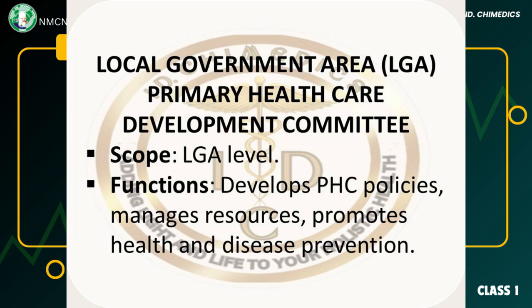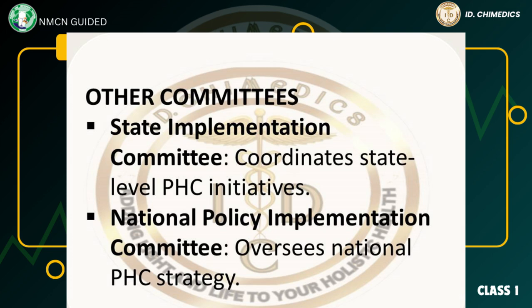I will run down the other committees without wasting time. After the local government committee, we have the State Implementation Committee. This committee is in charge of coordinating the primary healthcare initiative at the state level. They ensure everything is aligned with national policies. We also have the National Policy Implementation Committee. This helps to oversee the national PHC strategy, and they ensure the policies are in alignment and obeyed, and also ensure that implementation across the states and local governments is properly run. So those are the important committees as regards organizational scope as well as structure in the primary healthcare service. That is when we talk about Nigeria here.